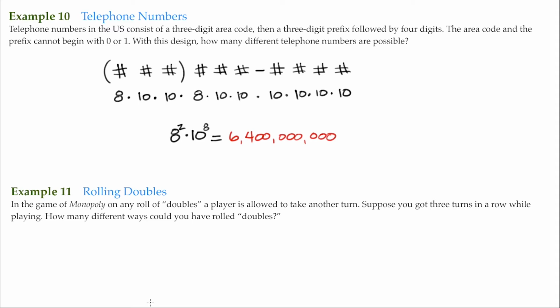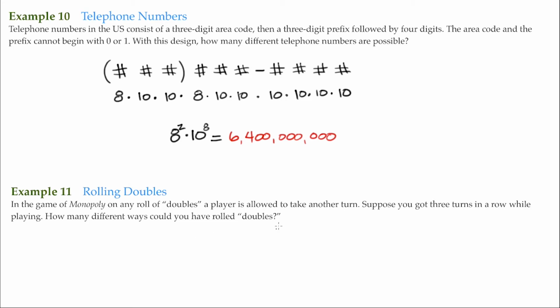So we'll use the same approach for this next example here, rolling the doubles. In the game of Monopoly, on any roll of doubles, a player is allowed to take another turn. Suppose you got 3 turns in a row while playing. How many different ways could you have rolled doubles?